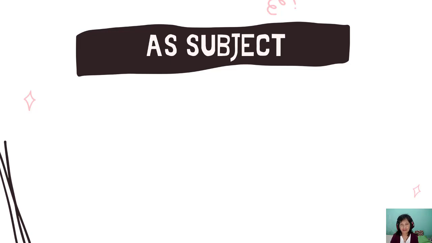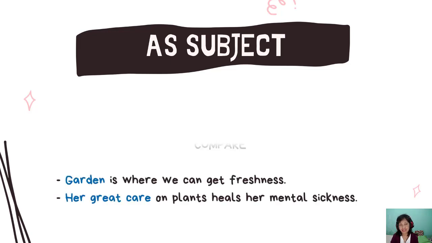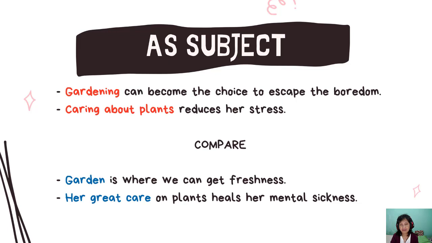Let's see the first position, that is as subject. Gardening can become the choice to escape the boredom. Gardening is a verb, but now the position in the sentence is subject. It is a verb, but the position is as subject, and this is the predicate.